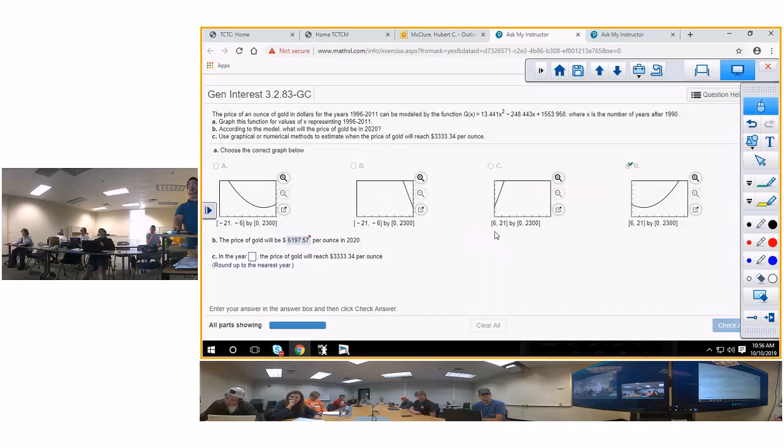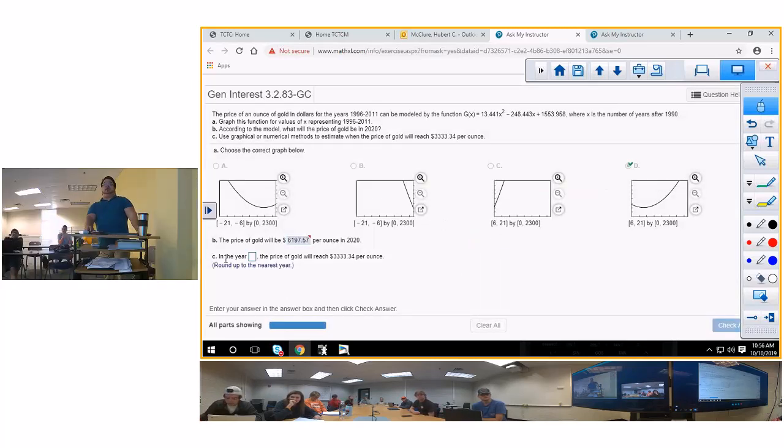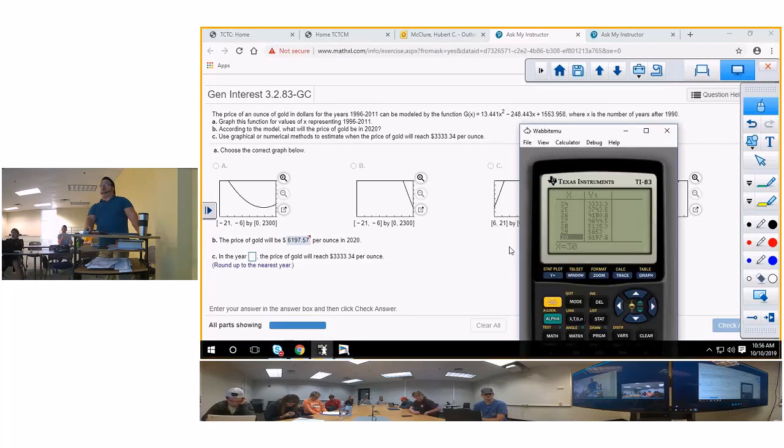Really? Okay. Now, in the y, what am I going to do here? I'm going to say y is equal to 333.34. I'm going to go back to my handy dandy calculator, go to y equals, go down here, and make it a dashed line.